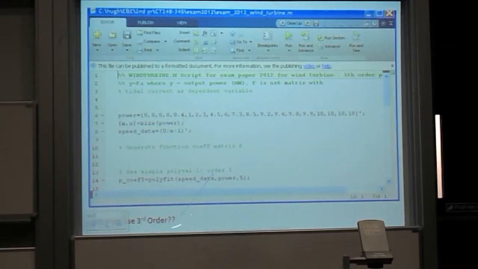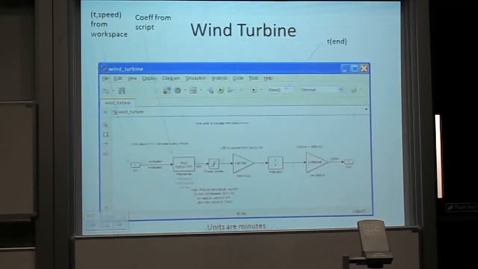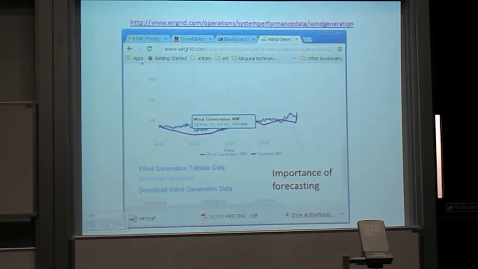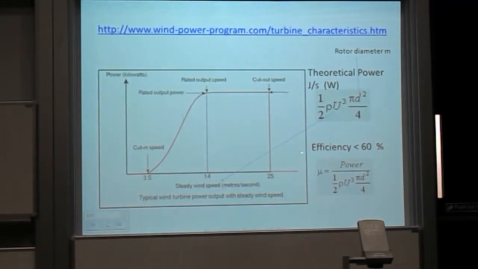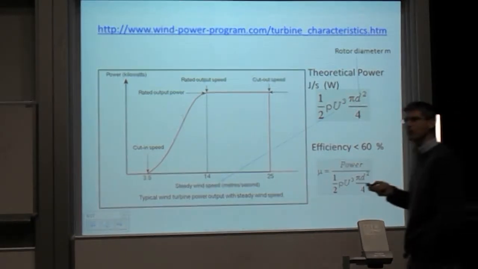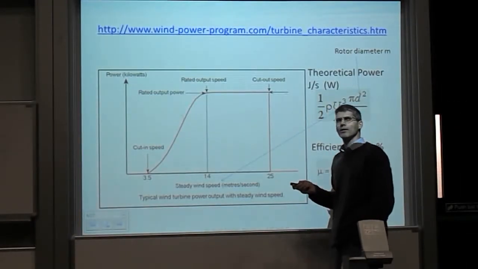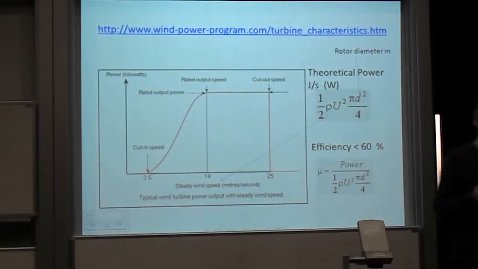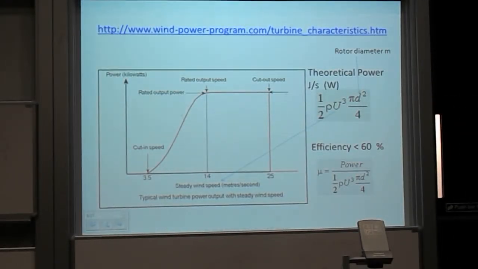Okay. Alright, I'm going to ask a question in a minute. Why am I not using third order here? Why am I using 5? We've already shown that the relationship between wind speed and power is a cubed relationship. Anyone? Because it's a cut-off cap.